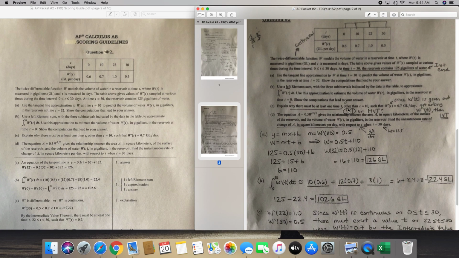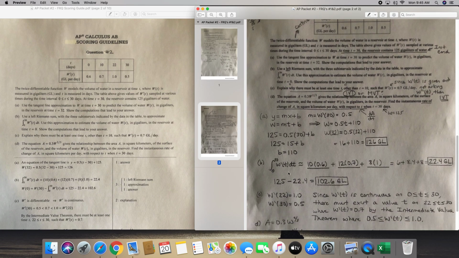For B, the question wants us to use a left Riemann sum with 3 subintervals in the data of the table to approximate the integral from 0 to 30 of w prime of t. Use this approximation to estimate the volume of the water in gigaliters in the reservoir at t equals 0. Show the computations that lead to your result.